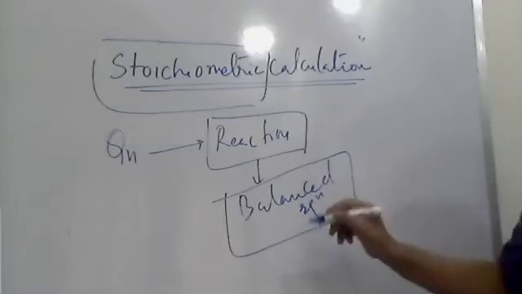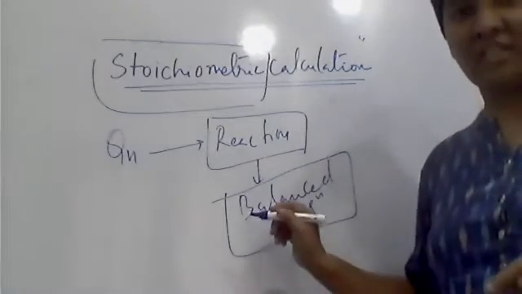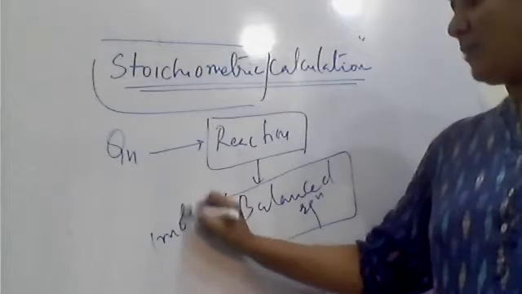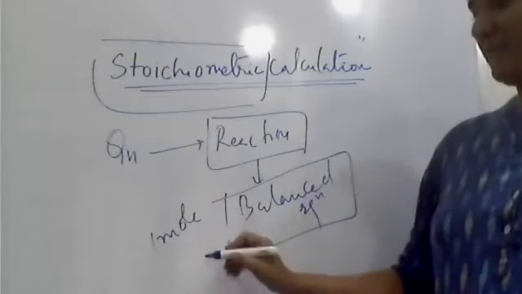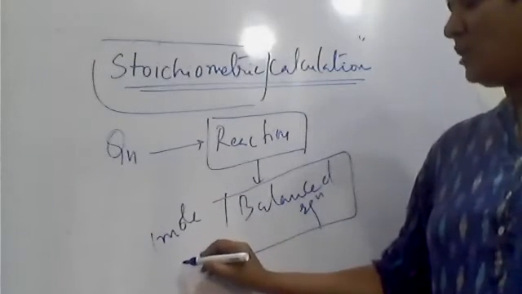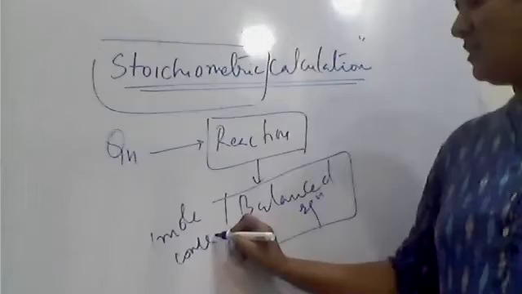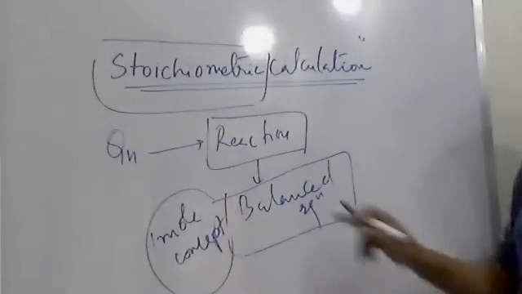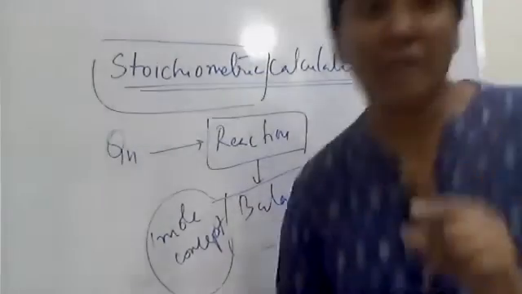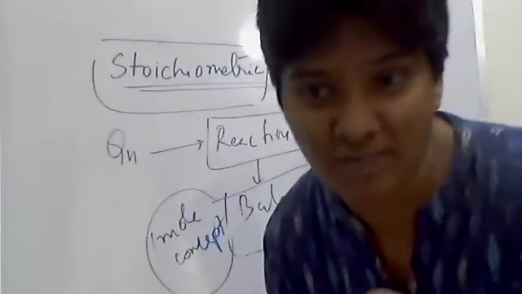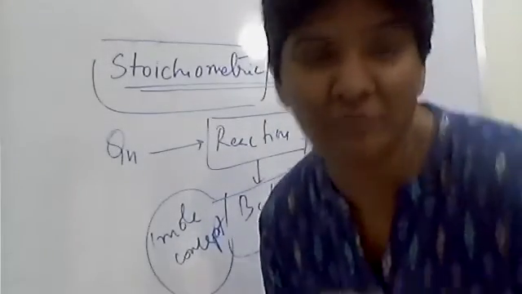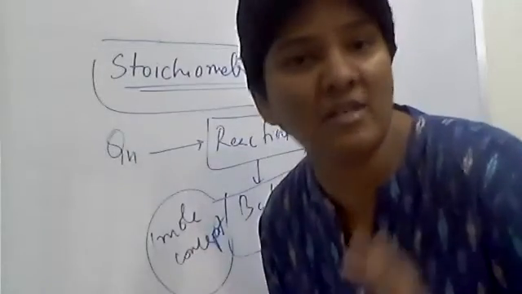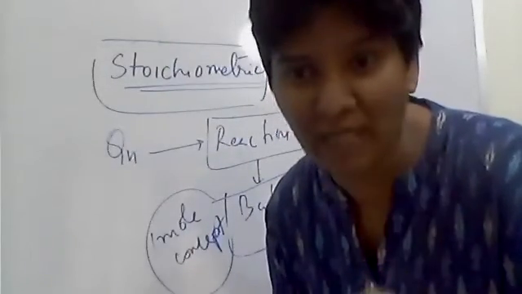and you have to balance the equation in such a way that for 1 mole, you are applying here a mole concept. So after this, what happens when you balance the equation? From the equation, you get two values. For 1 mole of reactant, how many moles of product is obtained when you balance?